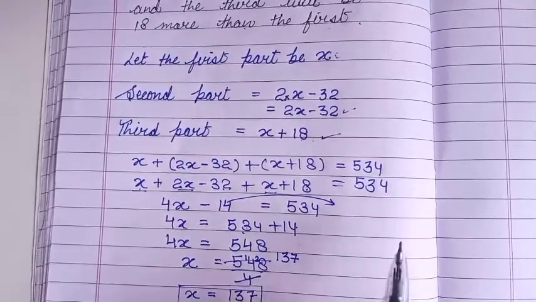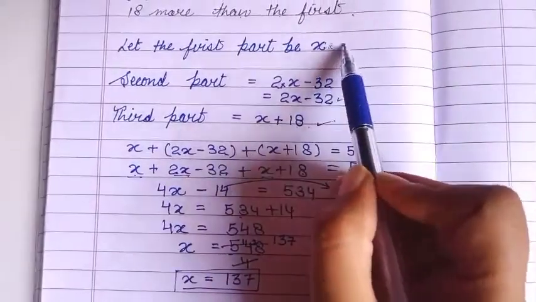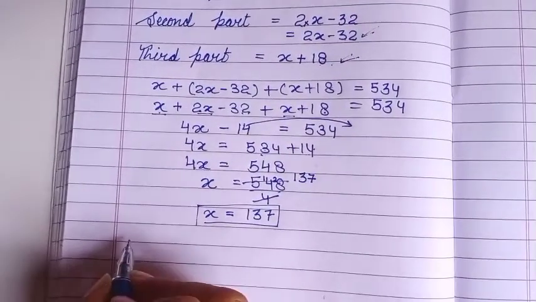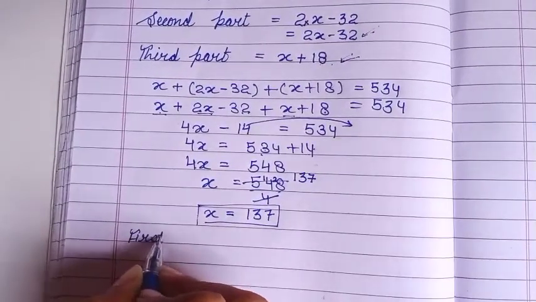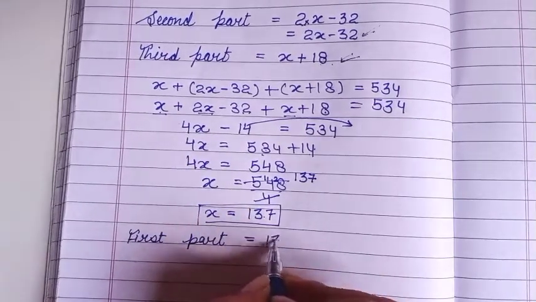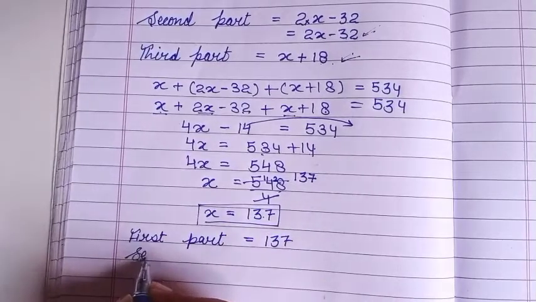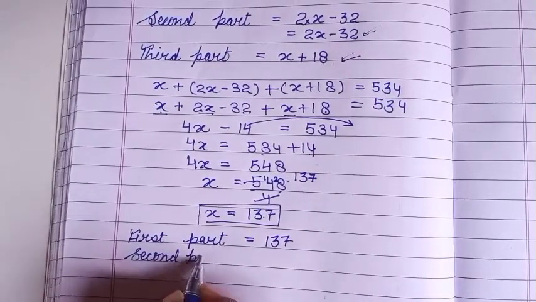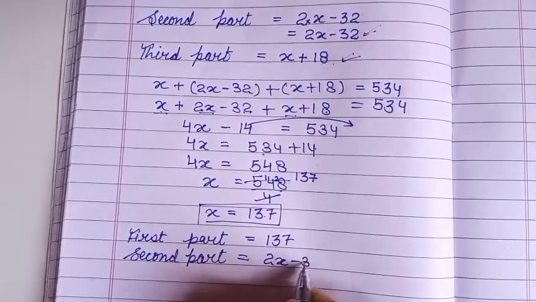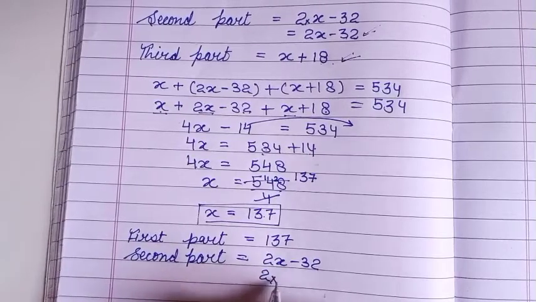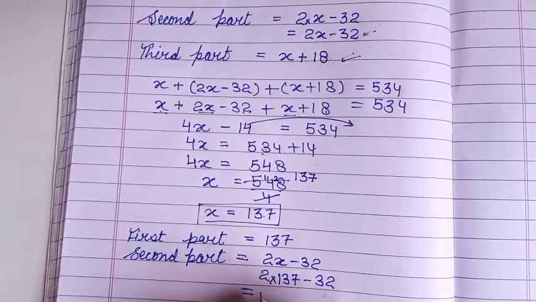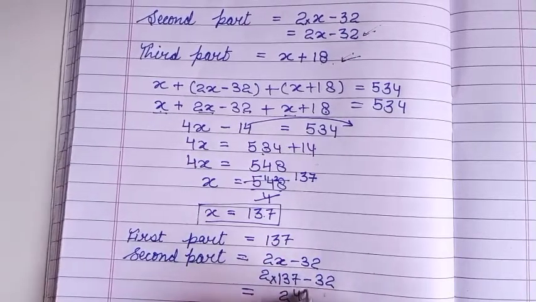What were they asking in the question? They were asking for these three parts. So let's find their values. The first part was x, which is equal to 137. The second part was 2x minus 32. Put the value of x: 2 multiplied by 137 minus 32, which is equal to 242.